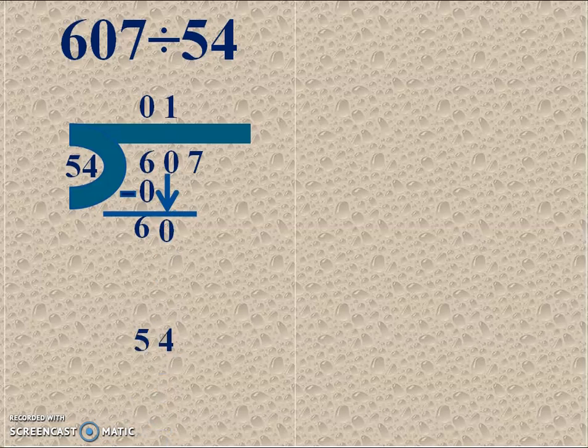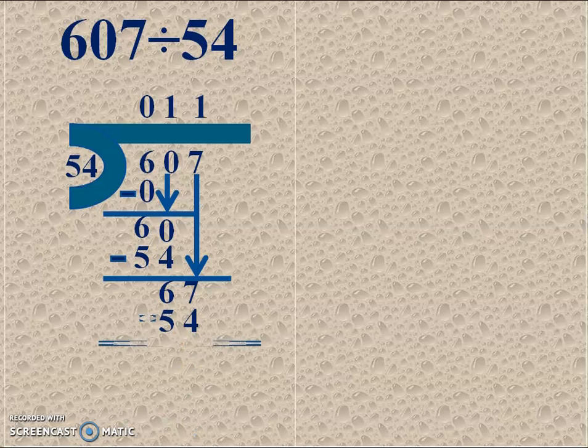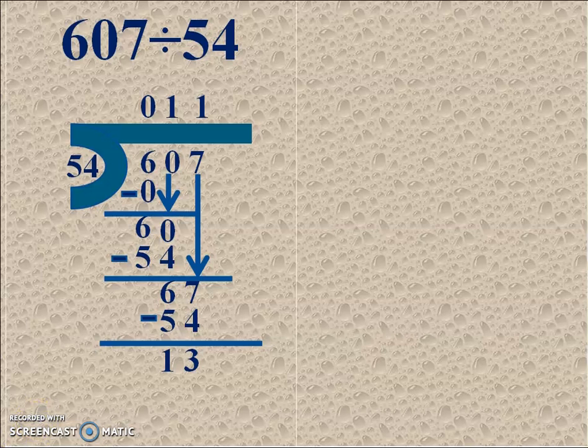Then 54 ones are 54. When we subtract 54 from 60, we get answer 6. Then we bring the next digit 7 down. Again 54 ones are 54 and we subtract it. 7 minus 4 gives us 3 and 6 minus 5 gives us 1. So here we got answer 11 with the remainder 13.